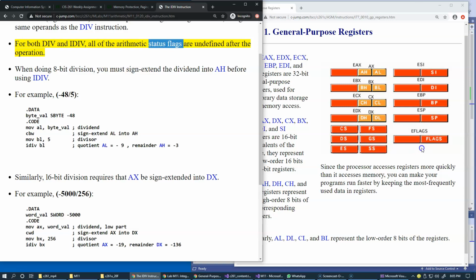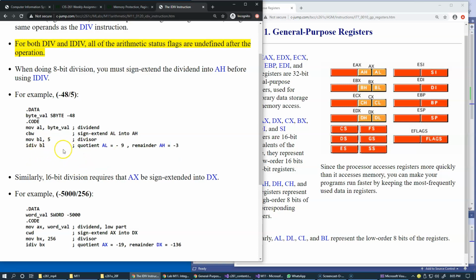And therefore, of course, if you need to preserve some flags, you have to make sure that you preserve your flags before applying the division. It's just something to remember that this will be kind of messed up after applying both of these division instructions. So minus 48 divided by 5. The quotient will be negative, minus 9. The remainder will also be negative, minus 3.